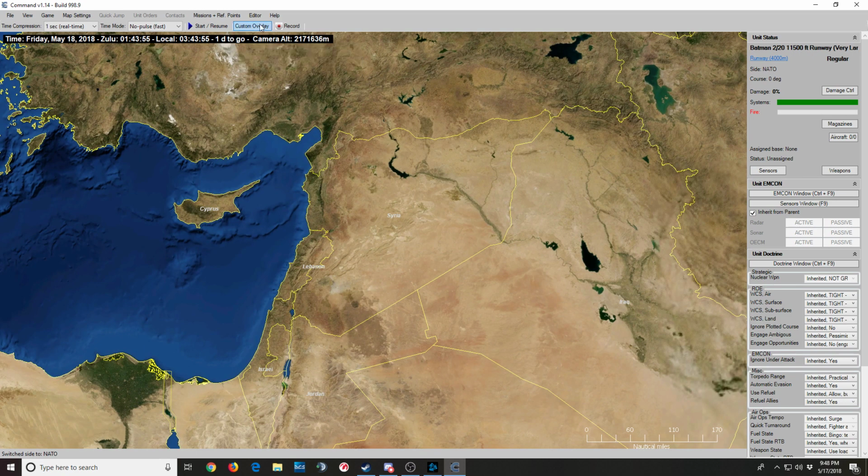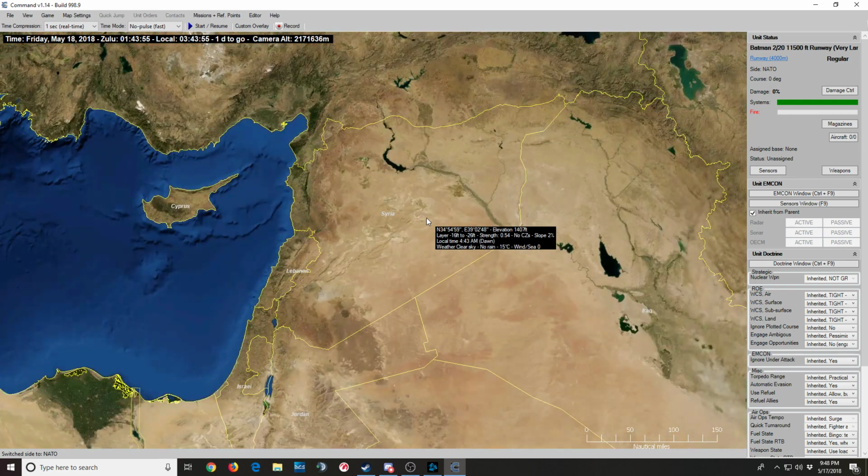Hi again. So today I wanted to talk about exclusion zones. So what is an exclusion zone? An exclusion zone is an area you can set where the side you're on will enforce their no-fly zone.